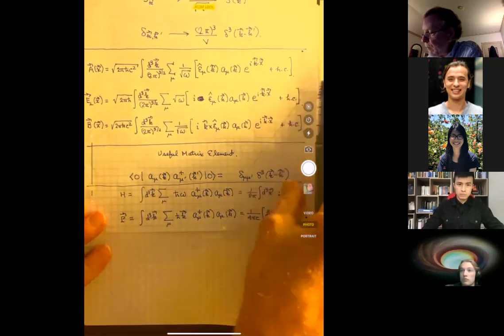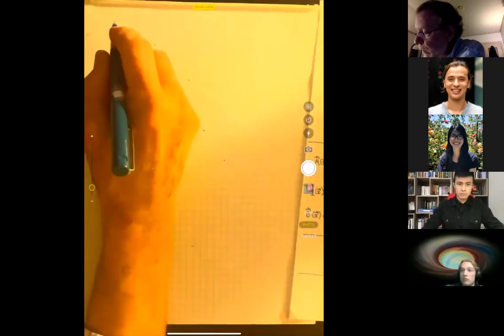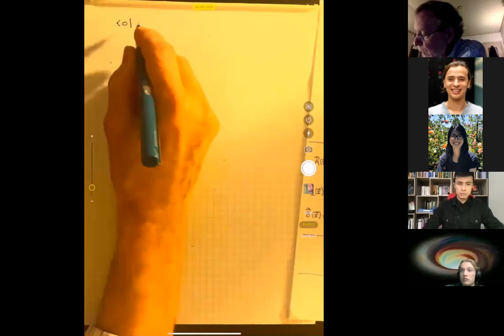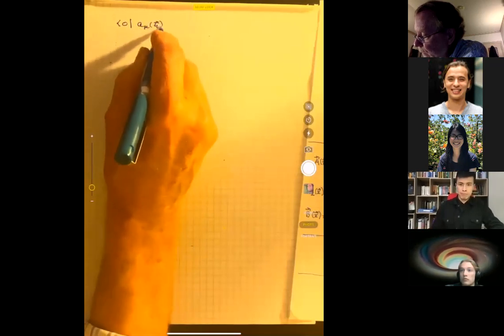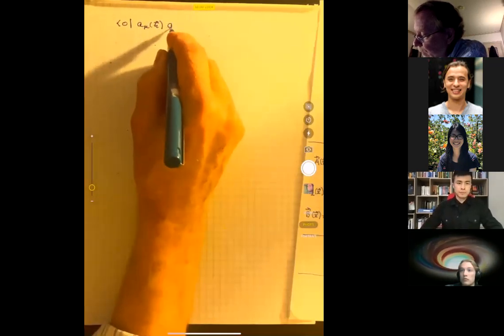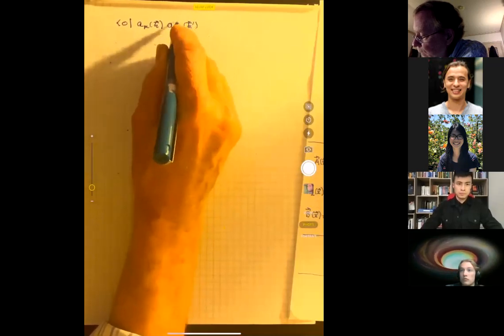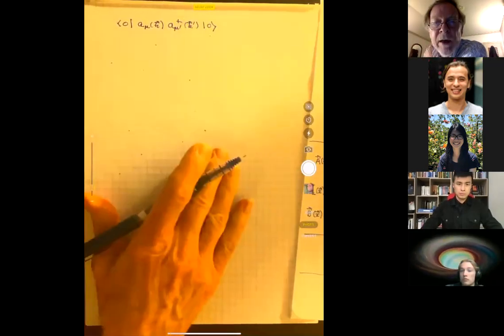Now, before I leave this subject, I want to derive what I'll call a useful matrix element. And here's what it is. It's a vacuum expectation value of A mu of K vector, an annihilation operator, times an A mu prime of K prime dagger, and then close the vacuum expectation value. This is a useful matrix element.